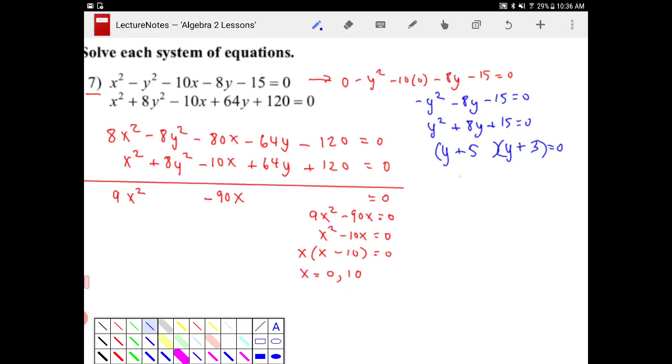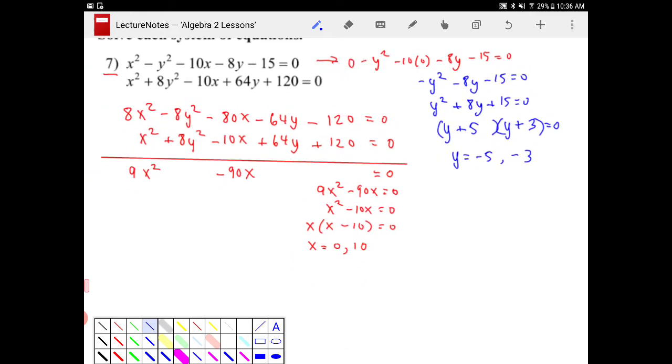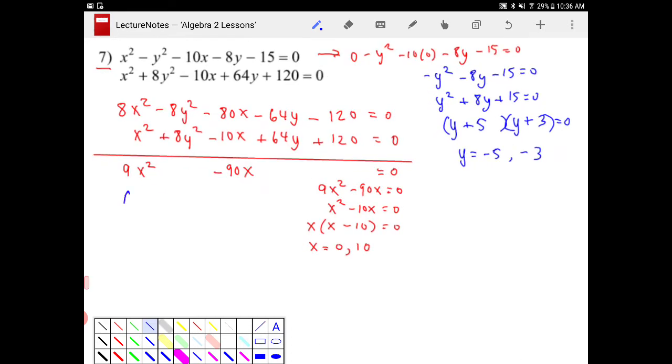So I'll end up with two y coordinates: y is equal to negative 5 and negative 3. Now how does that work, one x coordinate having two y coordinates? This is just saying that at x coordinate 0, there are two points of intersection. I'm going to have an intersection at (0, negative 5), and another intersection at (0, negative 3).